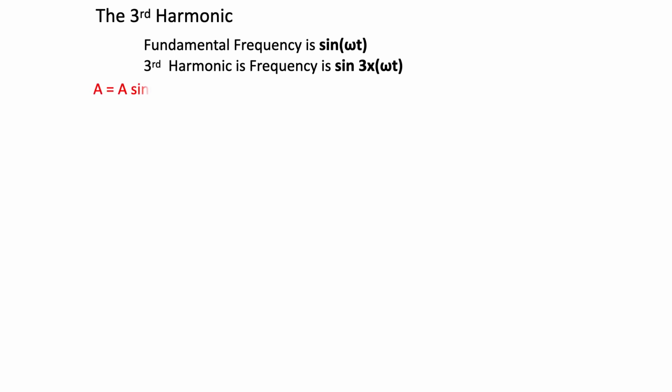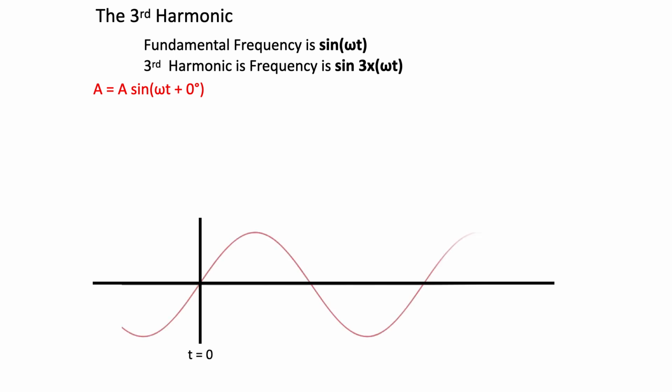If the fundamental frequency is sine omega t, then the third harmonic is a frequency that is 3 times that of the fundamental frequency and can be written sine 3 times omega t. So in a three-phase system, if we place the red phase fundamental frequency as our reference phasor at 0 degrees, then the sinusoidal wave formula is given by A equals A sine omega t plus 0 degrees. And I've plotted it on the bottom of the slide.